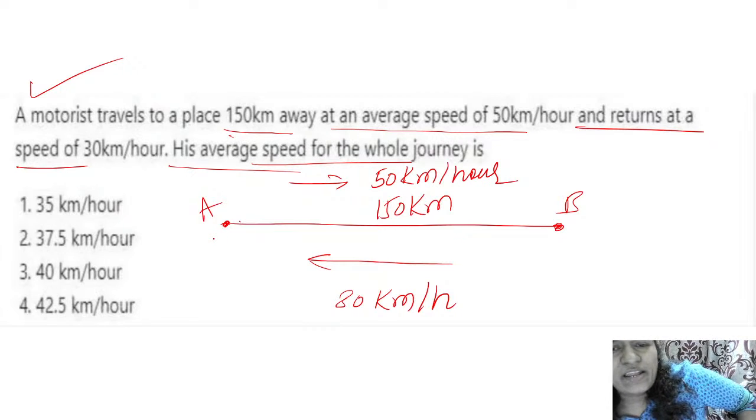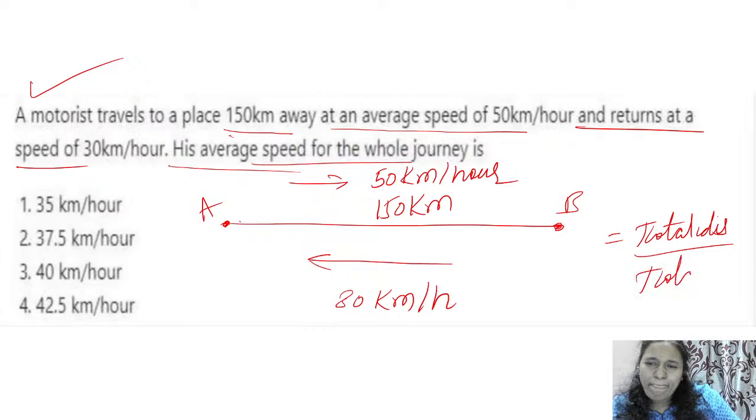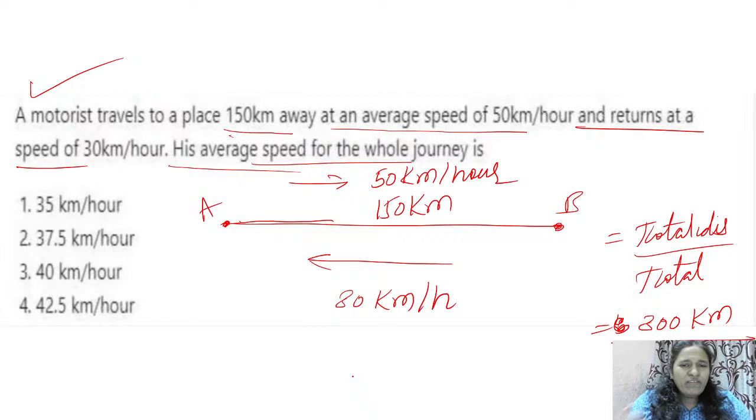Average speed, what is the average speed? Total distance divided by total time. Here we know the total distance. While going he covered 150 kilometers, and while coming he covered 150. That is total distance is 300 kilometers, right? But what is the time? How can we find the time?